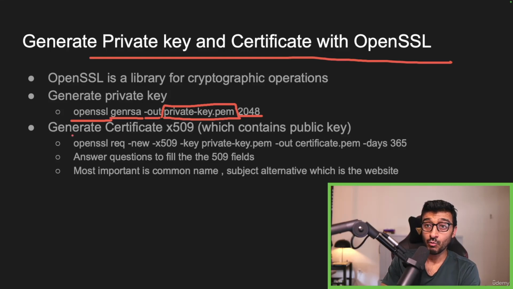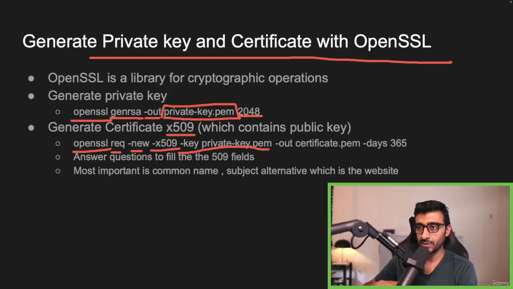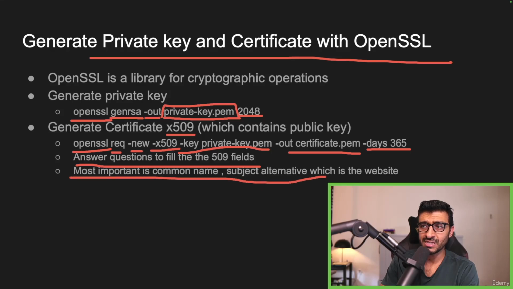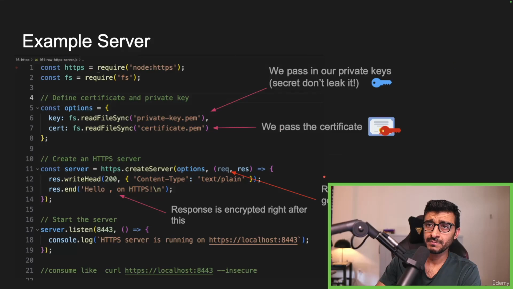And then we're going to generate an X509. So using OpenSSL, we're going to request a new X509. You have to give me the key. Using the key, I will generate the public key, and also the certificate. And I'm going to make it valid for 365 days. It's going to ask you some questions to fill up the X509 fields. The most important thing is just the subject name, really. But you can fill it up, really.